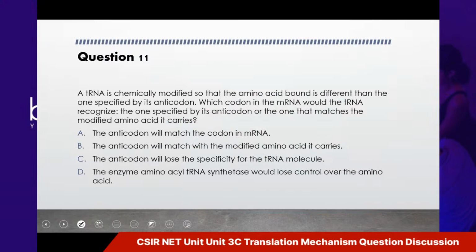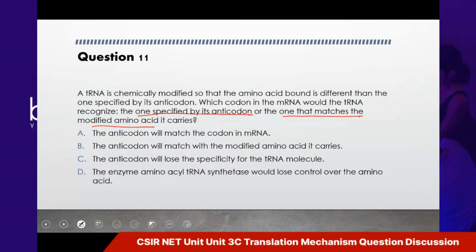Now, one last question, and this is very easy also. Again, if the basics of translation are clear to you, you should be able to answer it. A tRNA is chemically modified so that the amino acid bound is different than the one specified by the anticodon. Which codon in the mRNA would the tRNA recognize? The one specified by the anticodon, or the one that matches the modified amino acid?